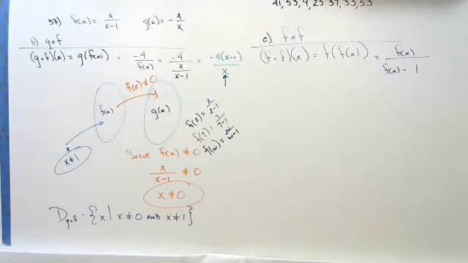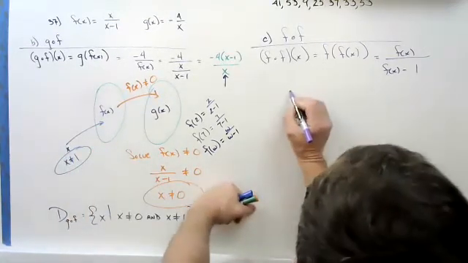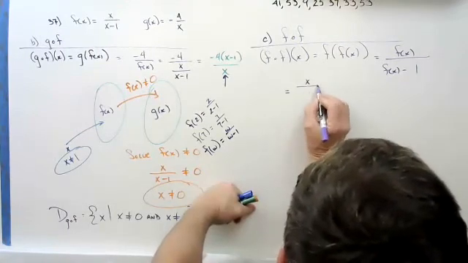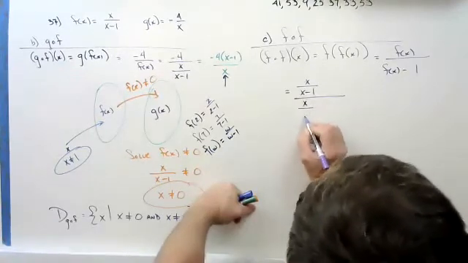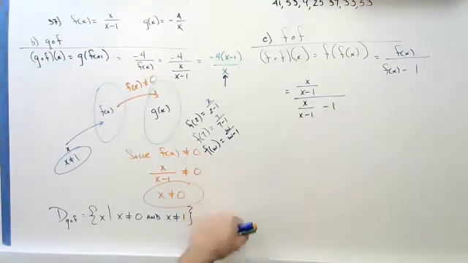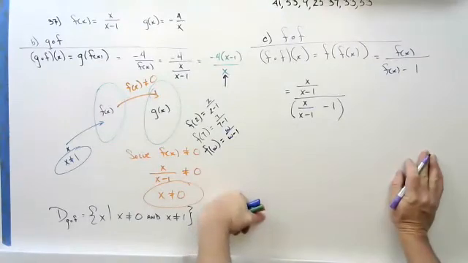Now I know what f is. F is x over x minus 1. So this thing turns into x over x minus 1 over x over x minus 1 minus 1. That's not good. I mean, that's borderline unfair. No, we're going to have to do algebra. We have to simplify this. That's the first thing we have to do.